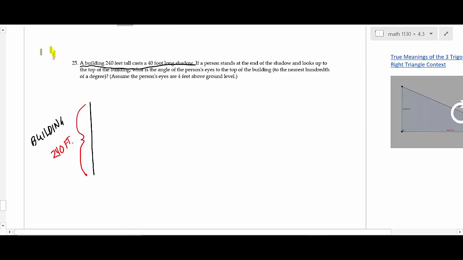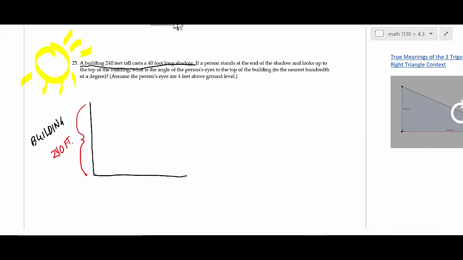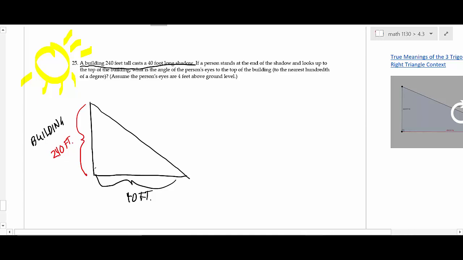Of course, what's happening is you've got the sun up here. The sun is causing the shadow to be cast, so you have a shadow going out like this, and we'll say that is 40 foot long. So we've got those two pieces right there. Then I can connect the hypotenuse, so I've got a right triangle like that. So that's what I'm getting from there.